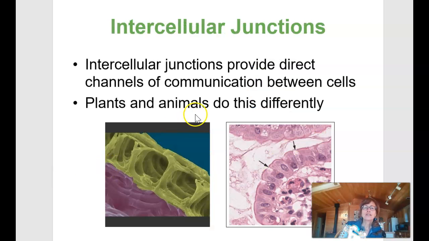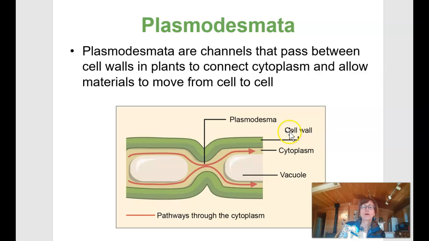Last but not least, cells don't usually operate by themselves. They usually talk to each other. They connect and they communicate. So there are junctions that communicate information between cells that are next to each other. And plants and animals have different types. So we'll take a look at just a couple.